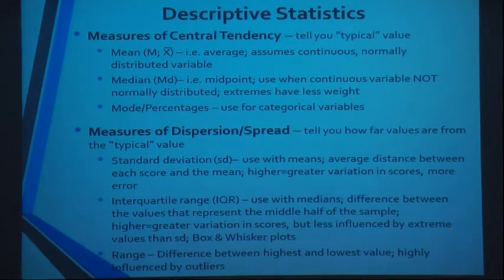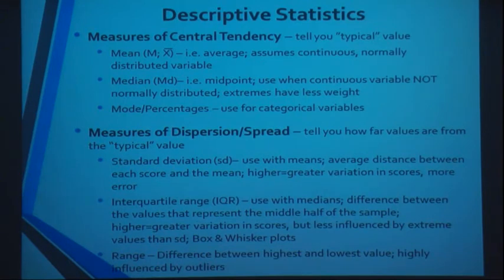All right, so let's start very briefly with descriptive statistics. We have 2 types. We have what we call measures of central tendency. Okay, these are what tell you the typical value in a distribution, or for a variable, what's the typical value for your sample. Okay, we have a mean, which is an average, which you'll see an M or an X bar, an X with a line over it. Okay, so this is you add up all the scores and divide by the number of scores. Okay, typically we assume data is continuous and normally distributed when you see a mean.